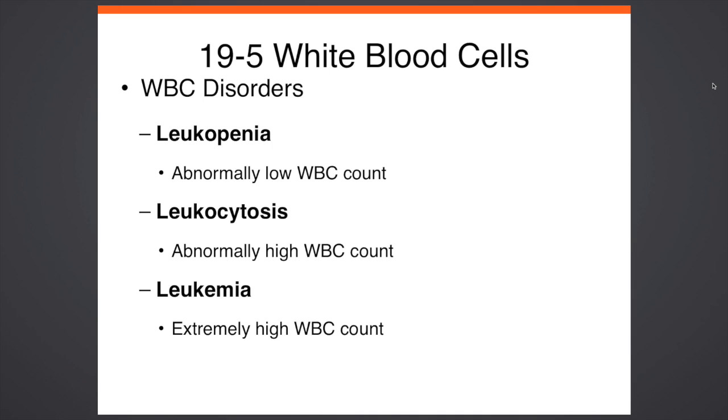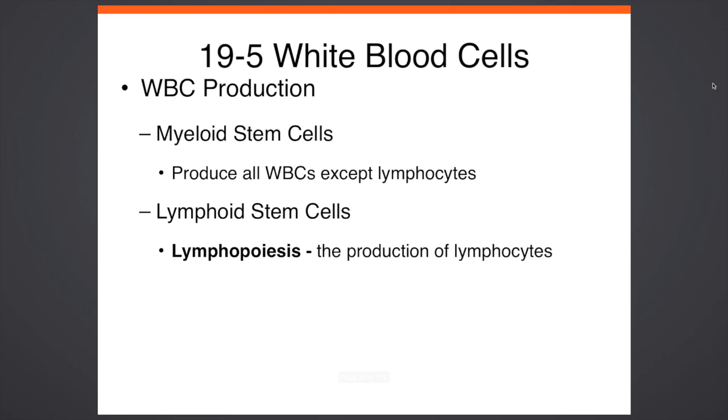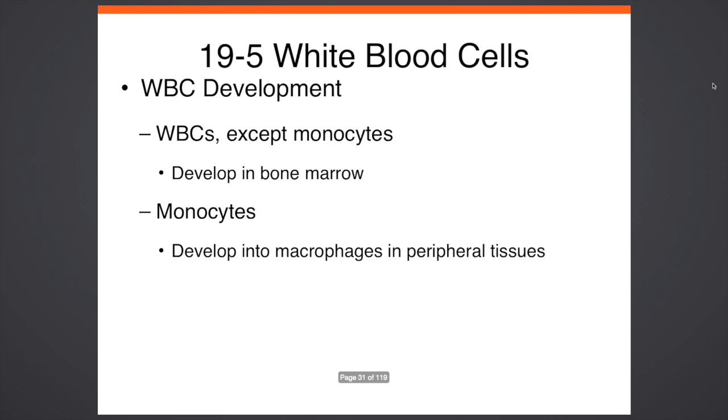Some white blood cell diseases. The only one that I'm going to tell you you've really got to know is leukemia. Leukemia is a very, very high white cell count. It is a cancer. Leukemia does kill people. It is a cancer that causes an abnormal growth of white blood cells. It's worse than leukopenia or leukocytosis. Forget those two. Leukemia is the worst white blood cell cancer out there. Remember this. All right, let's skip this page.